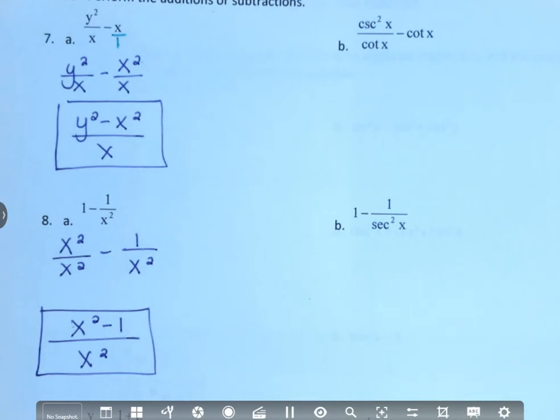So 7 and 8 were just about, hey, let's get some nice and easy common denominators.